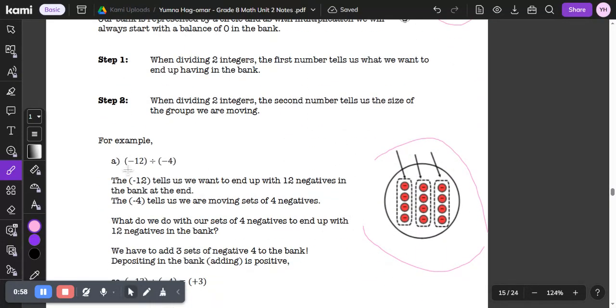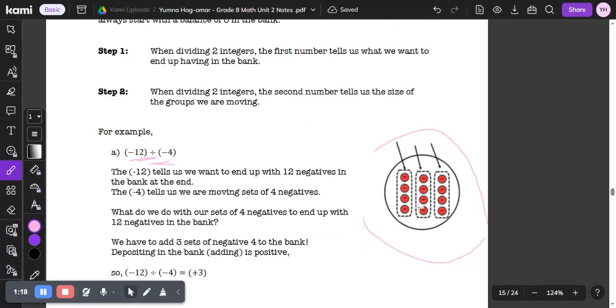So over here, to make you understand better, minus 12 divided by minus 4. The first number tells us how much we want to end up having in the bank. So if you look over here, there are 12 negative integers, okay? When dividing two integers, the second number tells us the size of the groups we are moving. Minus 4. So minus 4, each group has minus 4 inside.